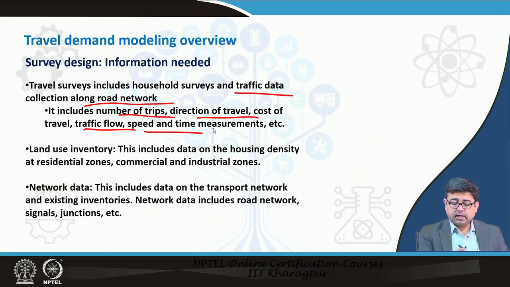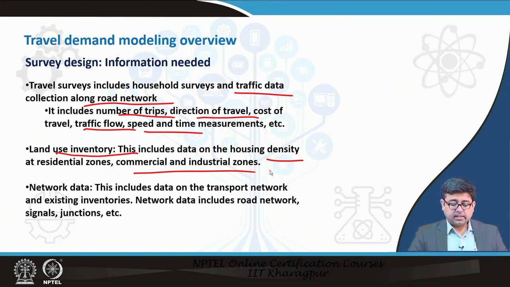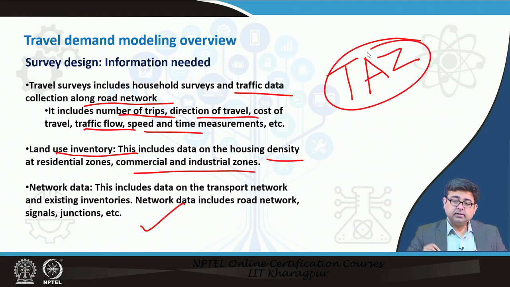So all of these estimates can be made once you acquire or collect this kind of data. Along with it, you have to have data on your land use inventory, which can be collected from urban local bodies, the housing density in commercial, residential, industrial zones, that has to be also collected. And of course, you have to know your base skeleton network data about your roads and highways in the TAZ. So let us always remember that we are all collecting this at a traffic analysis zone level. So once you divide your city into different analysis zones, for each of these zones you will have to have this kind of information.